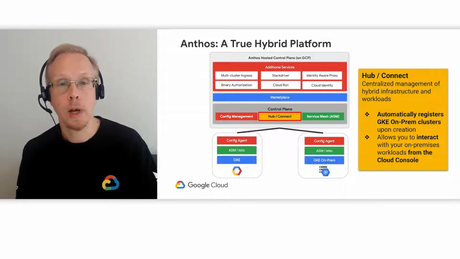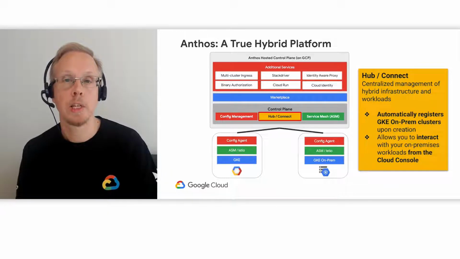And on the right side, you can see a very similar looking stack, only this is running on premises. So it's using GKE on-prem as the bottom layer, and on top of that, we have Anthos Service Mesh and the config agent. So once your cluster is hooked up into Hub, you can interact with your on-premises workloads from the Cloud Console in exactly the same way as you interact with your workloads in the cloud running GKE.